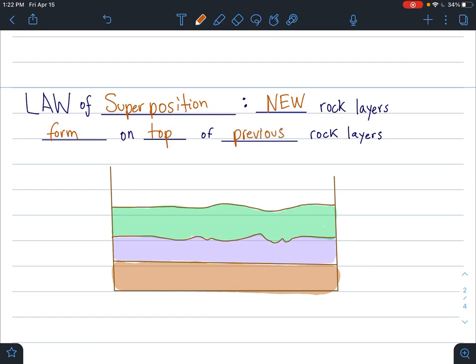So if we label these again with A being on the bottom and then B and then C, well, before B could be on top of A, A had to be there first. So therefore, we would say that A is the oldest layer. It was there first, then B, and then C. So therefore, here at the top, this is the youngest layer. So it goes from oldest to youngest because new rock layers, as they form, had to form on top of the layer that's underneath of it.